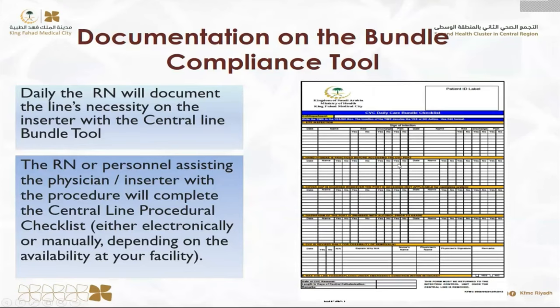Check list, either electronic, which is the EPIC, or in the form like it is. We will do our documentation whenever we don't need the central line, or whenever we need the central line, that we are checking the central line on a daily basis and we are documenting it.